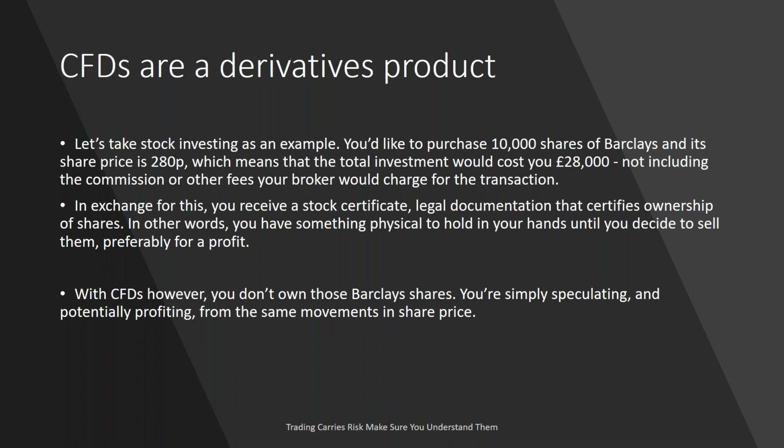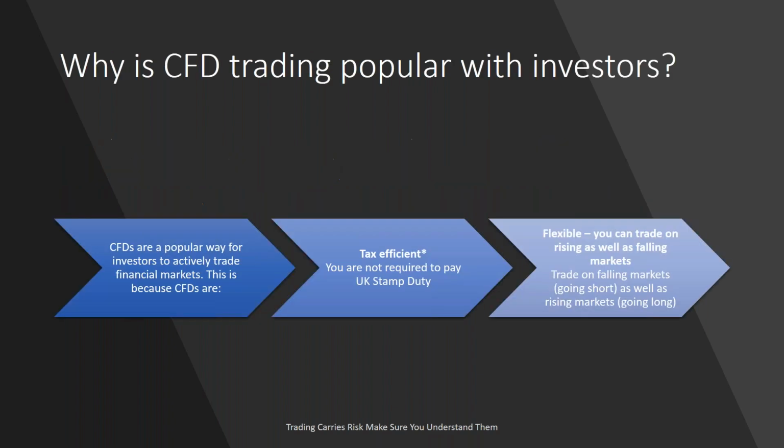But in exchange for this, you receive a stock certificate, legal documentation that certifies ownership of shares. In other words, you have something physical to hold in your hands until you decide to sell them, preferably for a profit. That's if you're actually buying it. But with CFDs, however, you don't own those shares of Barclays. You're simply speculating and potentially profiting from the same movement in the share price. So remember this: 10,000 shares, 280p, 28,000 pound cash investment.